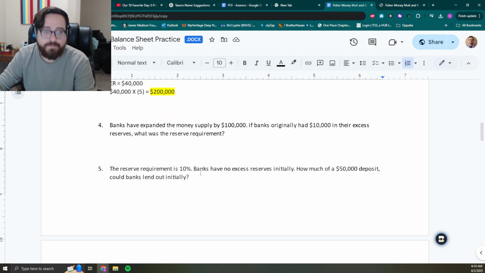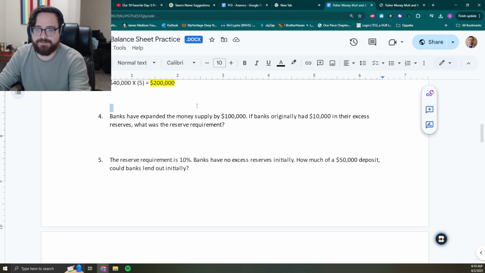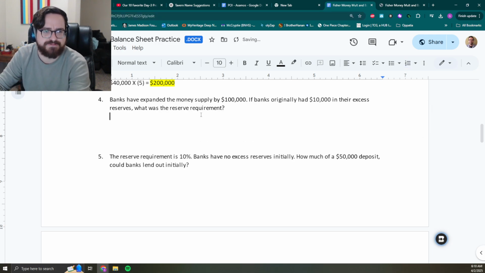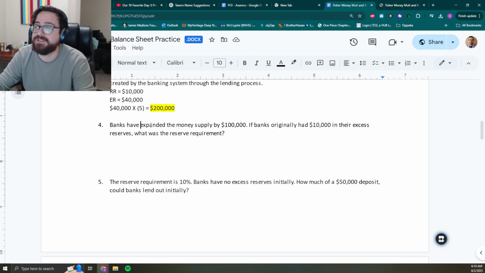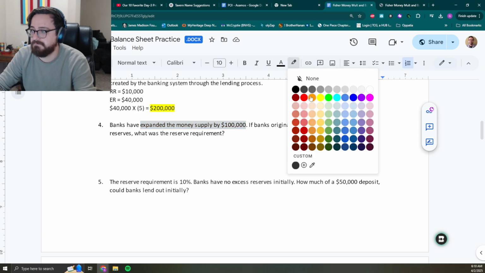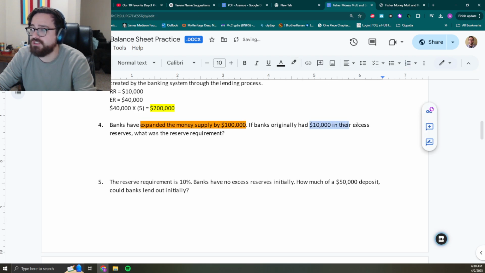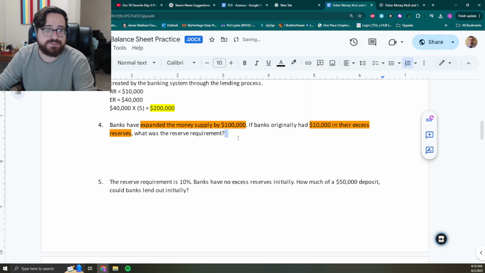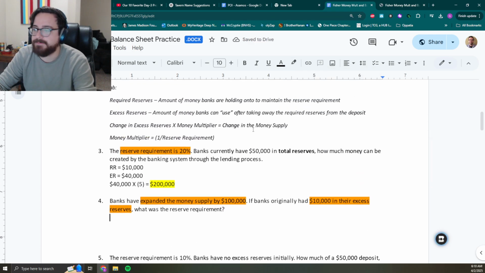Okay, number 4, algebra. Lots of algebra with this stuff, by the way. It's kind of like Unit 2's math and Unit 3's math for the multiplier stuff. There's a lot of algebra used to find different parts of the equation. It says that banks have expanded the money supply by 100,000. Banks originally had 10,000 in their excess reserves. What was the reserve requirement? Okay, so they've done some algebra here. They've given me the change in the money supply. They've given me the excess reserves. It's asking for this. So, it's 10,000 and 100,000.